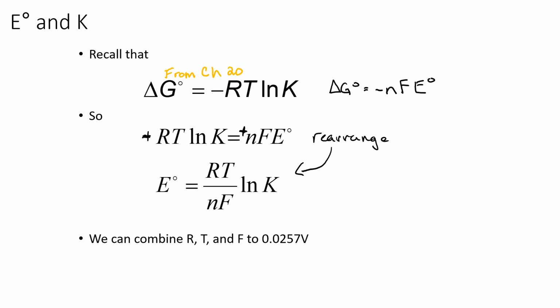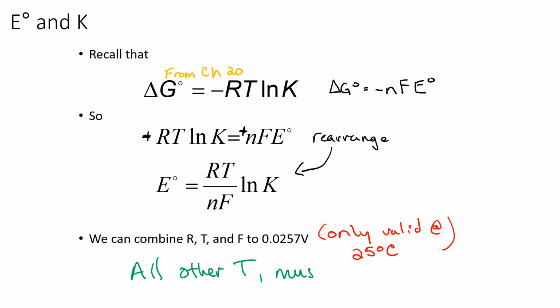and we get that our standard voltage is equal to RT over NF times the natural log of K. Now my bottom little bullet point says that we can combine RT and F into 0.0257. What I want to point out is that this is only valid at 25 degrees Celsius. All other temperatures must use RT and F.